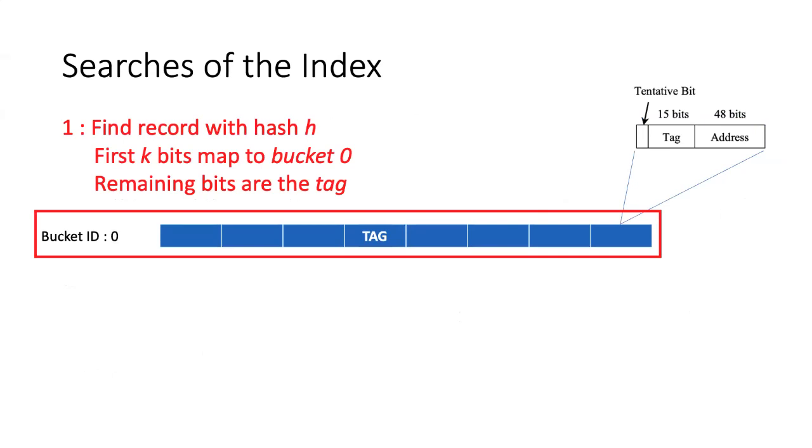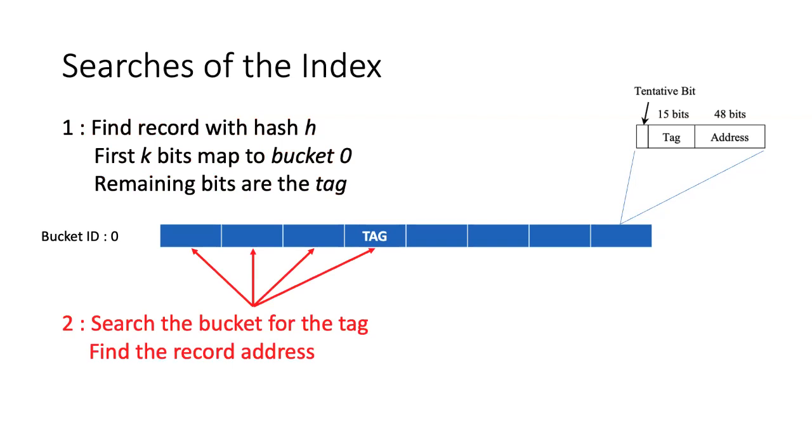So to search the index, in this diagram, we might have a bucket with ID 0. We have this hash code for a key, and we take the first k bits, which maps to bucket 0 in this example. And then we have the remaining bits that are the tag. So what we do is very simply, we just search left to right for the tag. And once we find the tag, we have this record inside where we have what we call the tentative bit, which I'll explain shortly. We have the tag just to match, and then we have the address, which could be in memory or on storage.